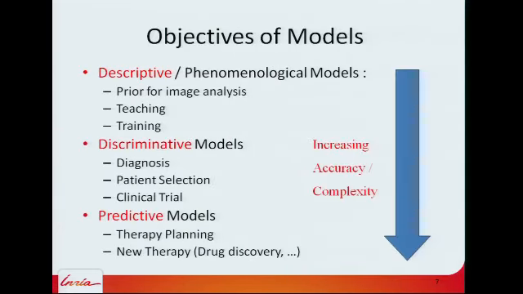Those different models, starting again from shape to physics to physiology, have different objectives. For instance, a model can have the objective of representing what is being observed in images. This is what I call a descriptive model or a phenomenological model. Typically this could be used for image analysis, serving as a prior term. We have seen in the previous presentation the regularization and the data fidelity term. Models of mechanics can be used to regularize image registration.